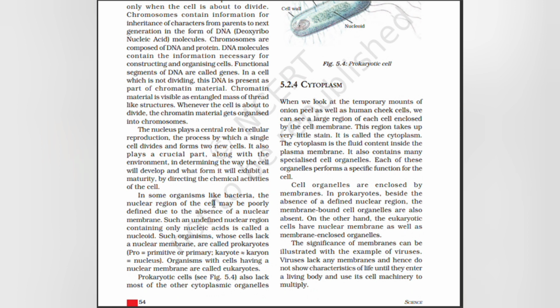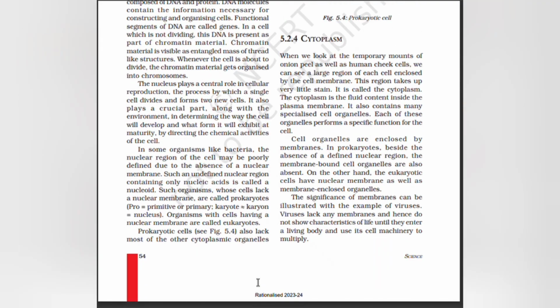In some organisms like bacteria, the nuclear region of the cell may be poorly defined due to the absence of a nuclear membrane. Such an undefined nuclear region containing only nucleic acid is called a nucleoid. Such organisms, whose cells lack a nuclear membrane, are called prokaryotes. Pro means primitive or primary. Karyote means karyon, nucleus. Organisms with cells having a nuclear membrane are called eukaryotes.